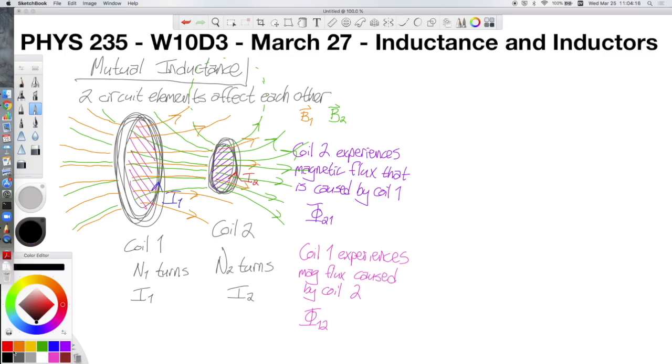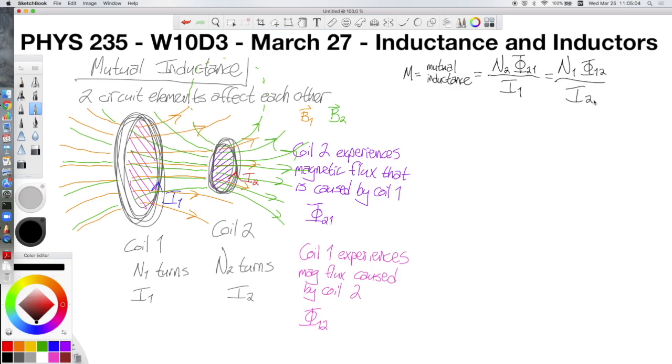And there's a mathematical quantity that defines this relationship called M, named the mutual inductance. It is equal to N2 times phi 2,1 divided by I1, or equivalently, N1 times phi 1,2 divided by I2. So you can't have the mutual inductance of just a single coil of wire. You need two coils of wire, and the mutual inductance describes how those two coils relate to each other.